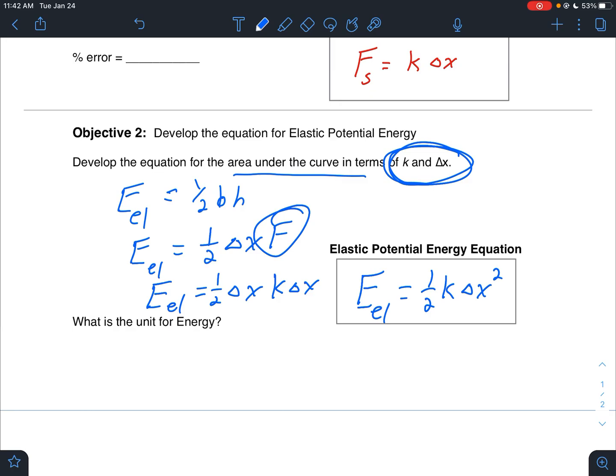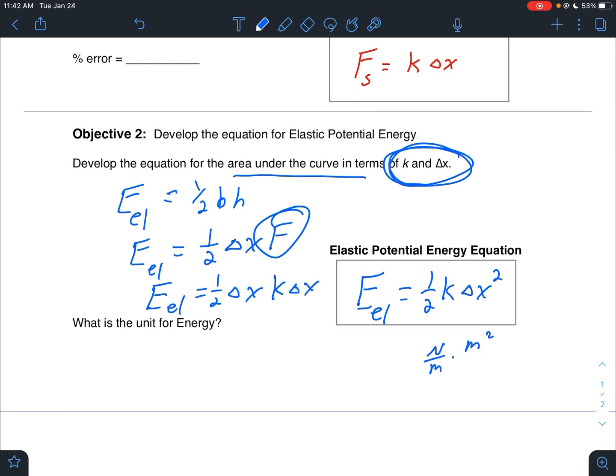And as far as units go, we would get k, which we have measured in newtons per meter, times our displacement squared, so meters squared. So one of the meters is gone, so we're left with a newton times a meter, which is equal to a joule. All energy and work can be expressed in joules.